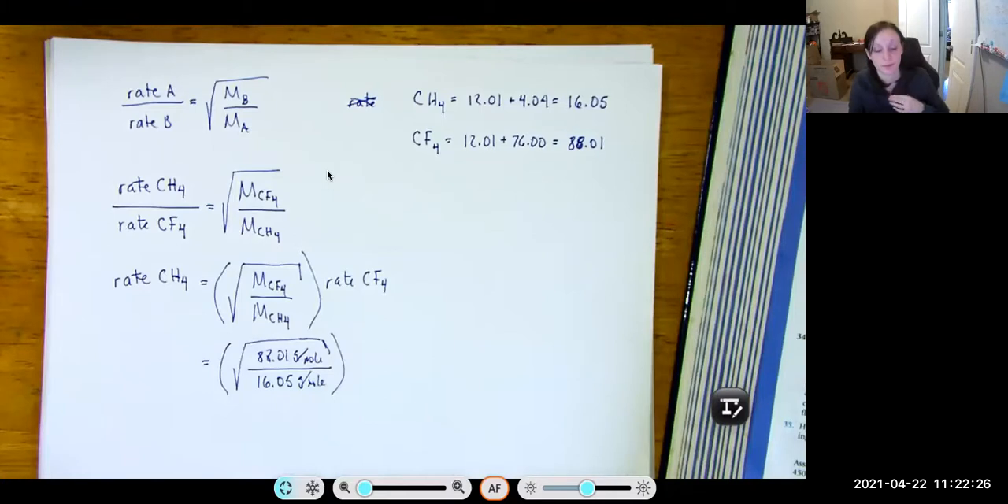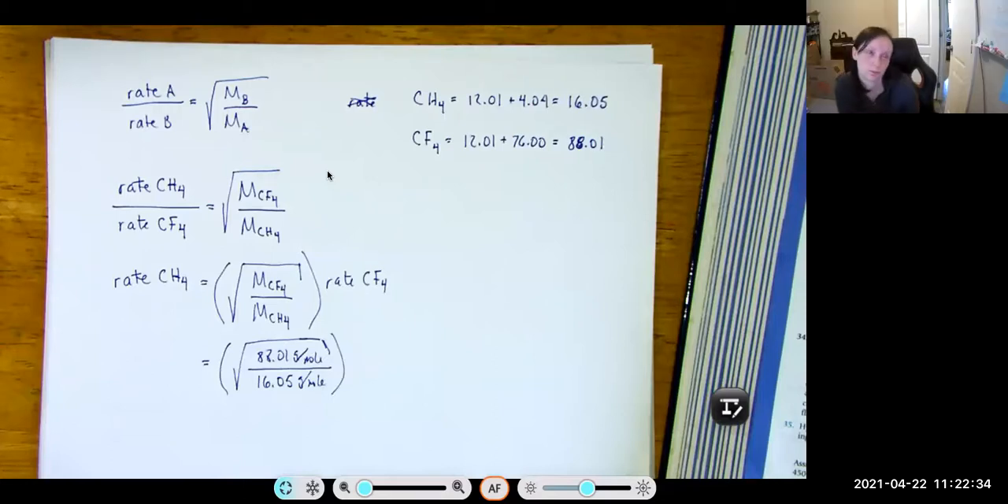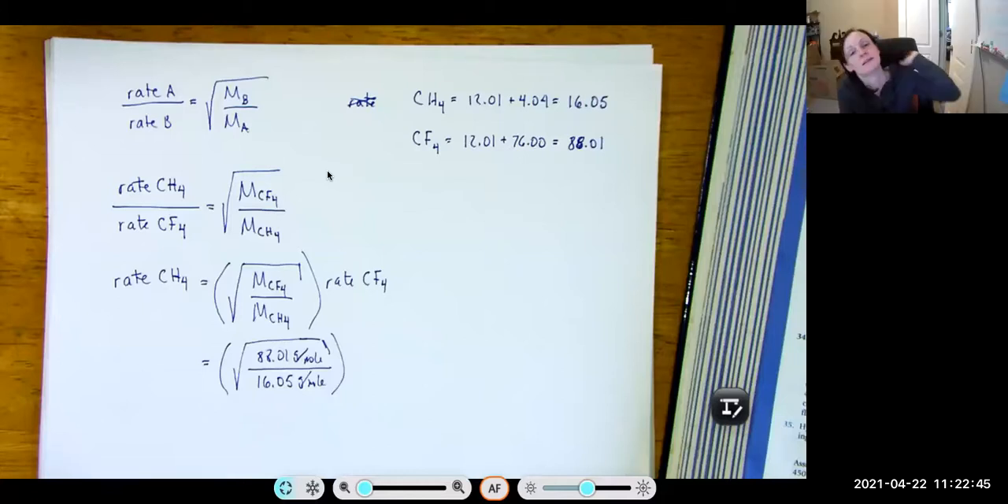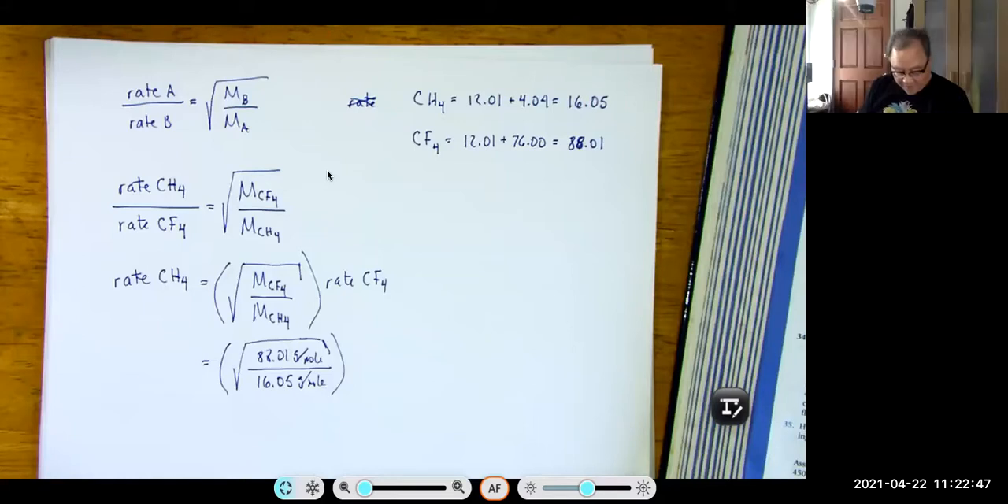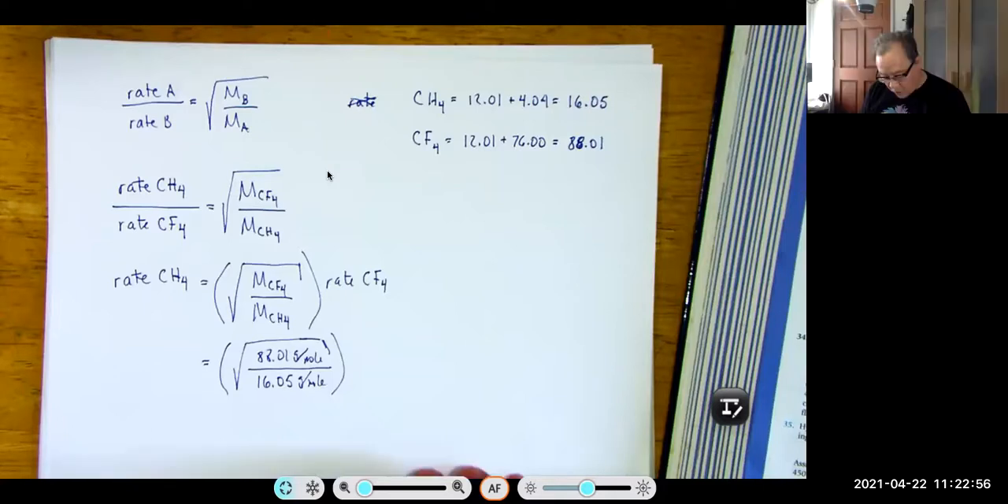Right. And doesn't 16 go into 88, what, 5 times roughly? I think so. So we're going to have the square root of 5, which I don't like. But I know that square root of 4 is 2. I know the square root of 9 is 3. So I figured the square root of this has got to be closer to 2 than 3. So 2.25. Okay. What are we going to write down for the rate of CF4?